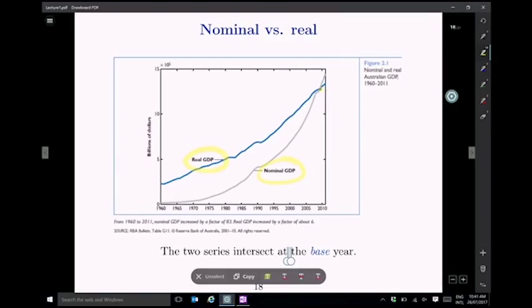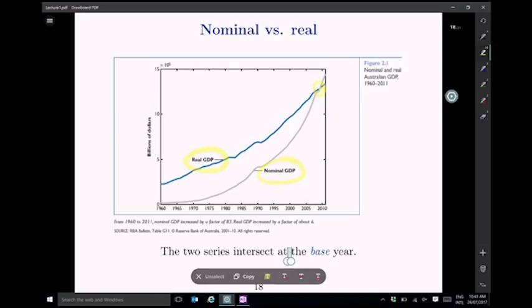Why? Because in the base year, real GDP should, by definition, equal nominal GDP. You can tell from this plot that the intersection of nominal GDP and real GDP gives us the base year that we use to calculate real GDP. This is 2009 here.